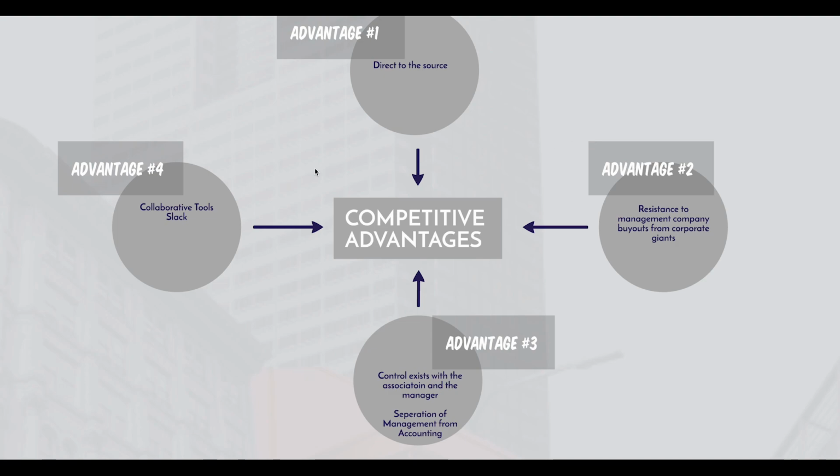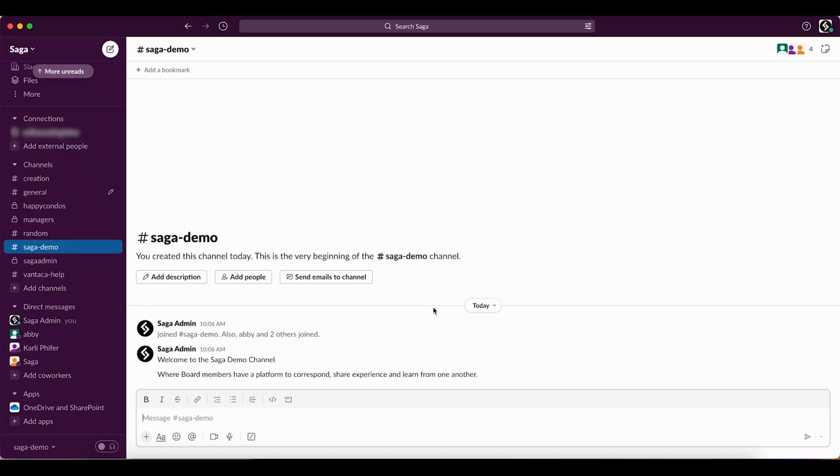And advantage number 4 is collaborative tools by using Slack. So here's Slack, and Slack is going to be a place for board members, community managers, and the network of people that are using Saga to come and collaborate. Now, number 1, your association is going to get a Slack channel to communicate back and forth. And so when a board member decides that they're no longer going to service the board and they want to come in, they're going to have the history of the chats that have happened inside of Slack.